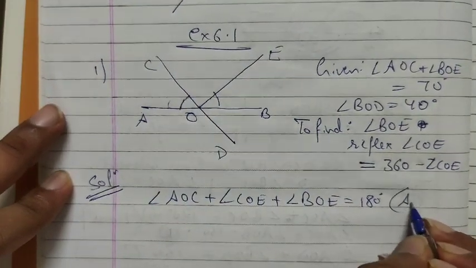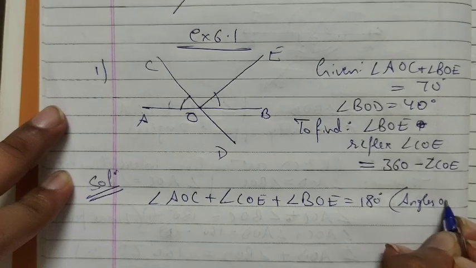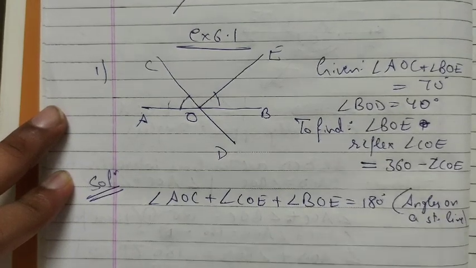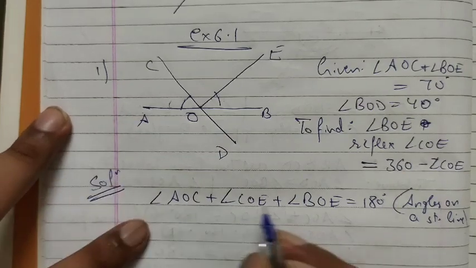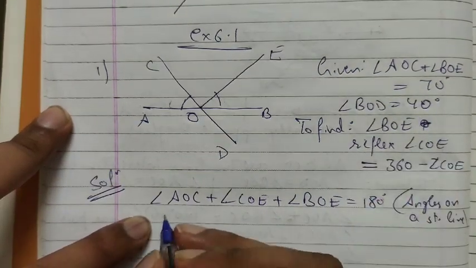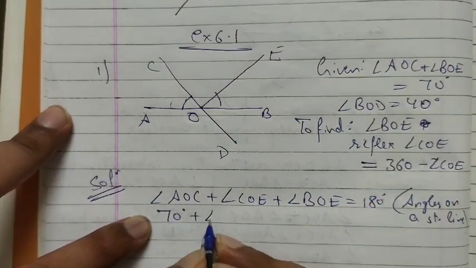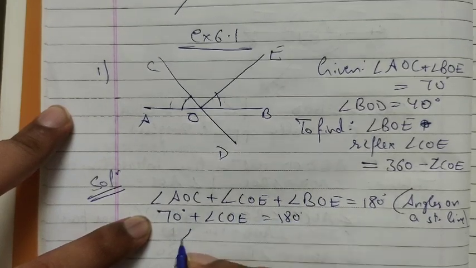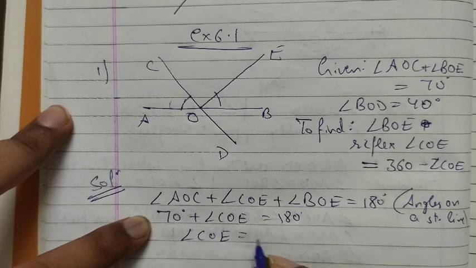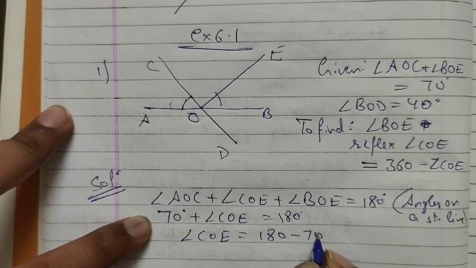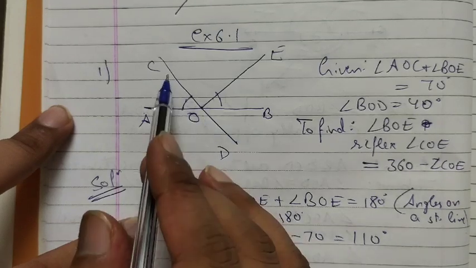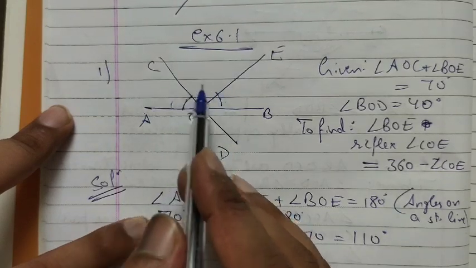So we can say angles on a straight line. Reason. So we have written the reason also. AOC plus BOE is given, it is 70 degrees. 70 degrees plus angle COE is equal to 180 degrees. So angle COE will be equal to 180 minus 70, which is 110 degrees. So angle COE is 110. We have got the value 110.